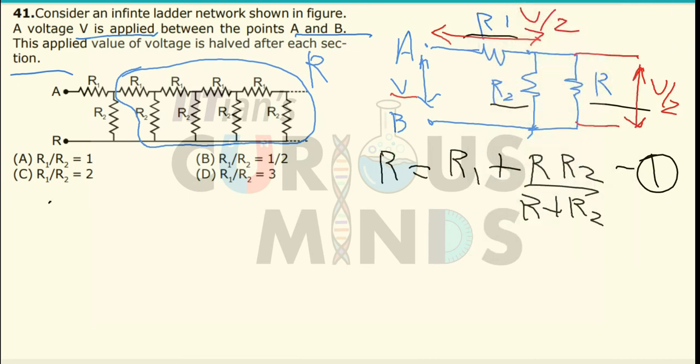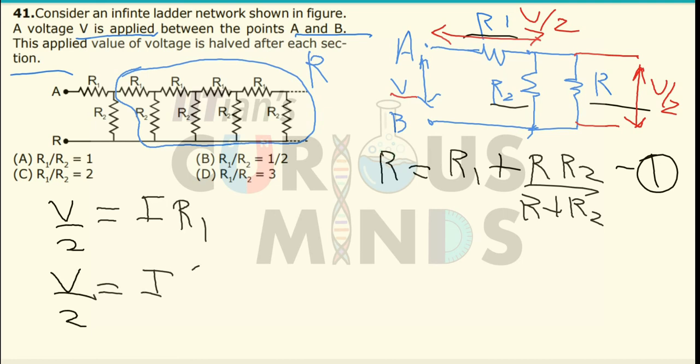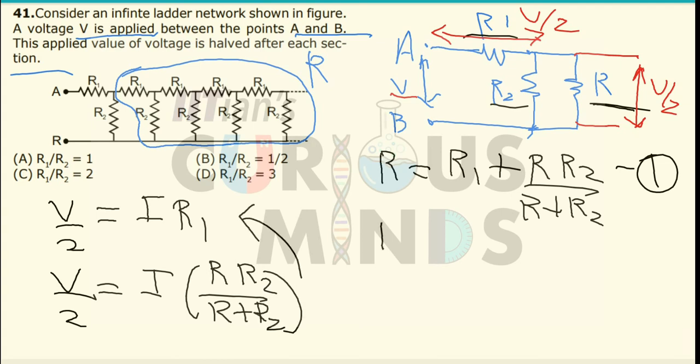Now the voltage across the first section can be written as V by 2 is equal to a certain current, that is the total current, let it be equal to I, into resistance R1. And the voltage across R2, V by 2, is equal to the total current I into the total resistance, which is equal to R into R2 divided by R plus R2. When I equate both of them, I can say that R1 is equal to R into R2 divided by R plus R2.